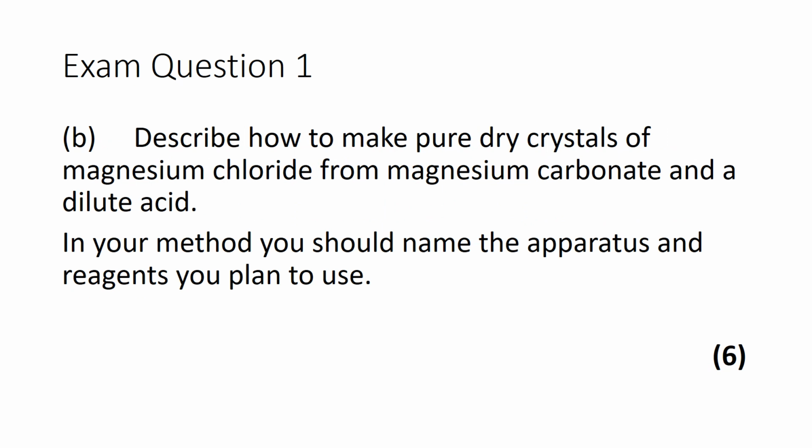Hopefully you've had the chance to have a go at part A. This is now part B. Describe how to make pure dry crystals of magnesium chloride from magnesium carbonate and a dilute acid. In your method, you should name the apparatus and reagents, that's the same as reactants, you plan to use. And this is worth a whopping 6 marks.